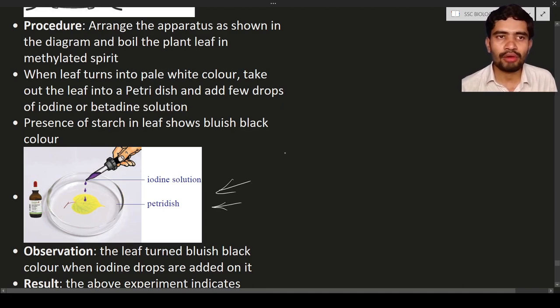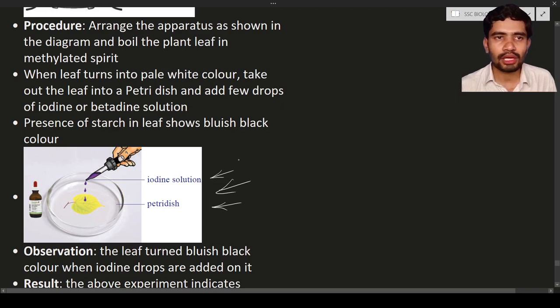Now you have to add a solution, that is iodine solution. If you don't have iodine solution, you can use betadine solution. Iodine solution or betadine solution is the same, both are used. Both are used for the identification of starch. Both are different, but they are used for only a single purpose, the identification of starch in the leaf.